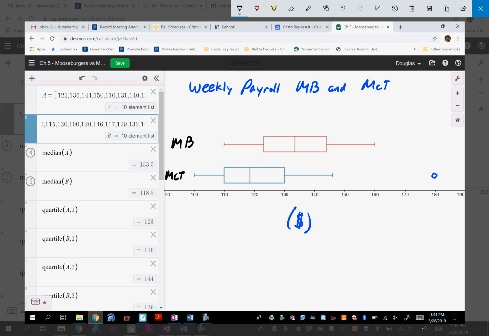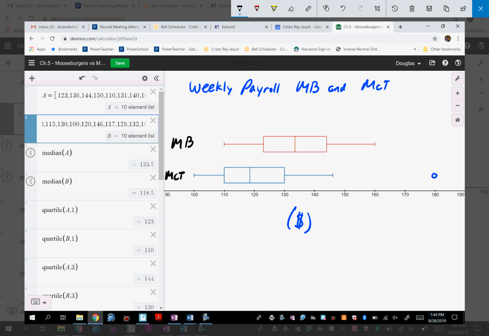Remember, look at the middle of the box. Here's the median for Moose Burgers, and here's the median for McTofu. This median is even greater than quartile 3 of McTofu. See how the median of Moose Burgers is even past quartile 3? It's larger than quartile 3 of McTofu.